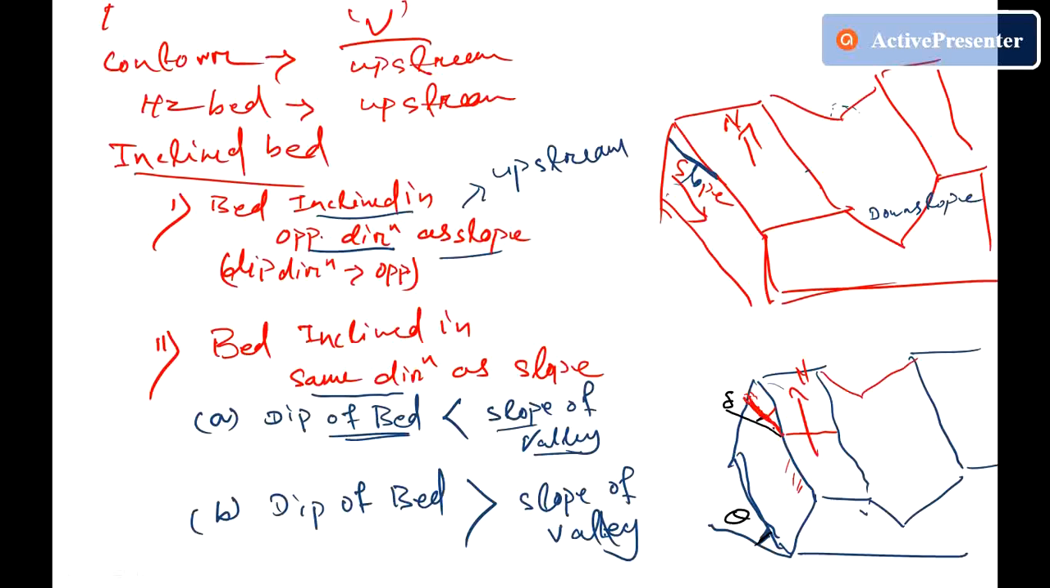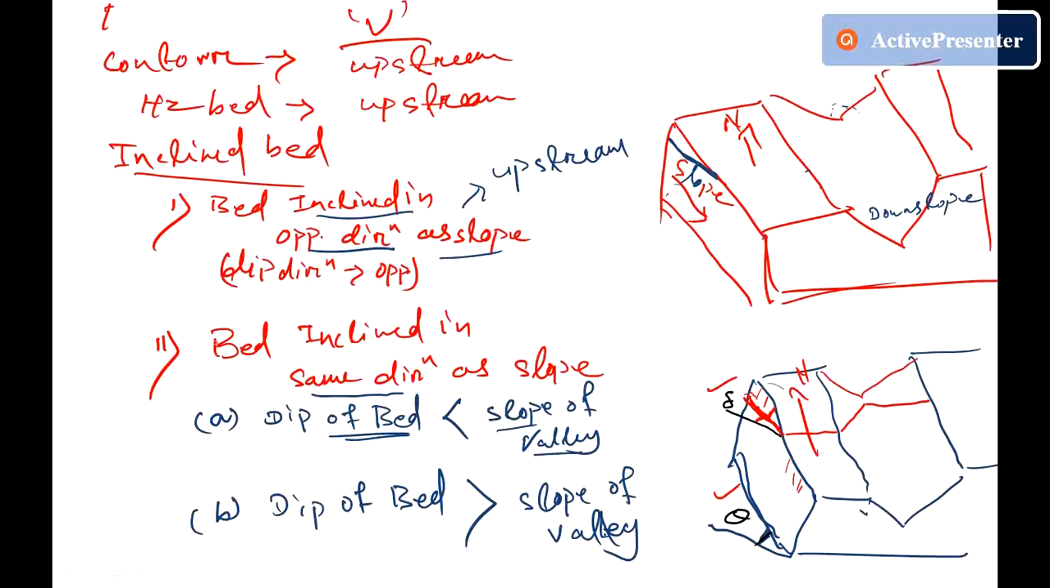It is dipping in the same direction, but the bed is gentler. You can compare delta and theta. The bed is gentler and the slope is steeper. So if you go towards north, only then can you find the bed in the deeper part. What is a valley? A valley is exposing the deeper part. So if you want to find the bed, you have to move towards north like this.